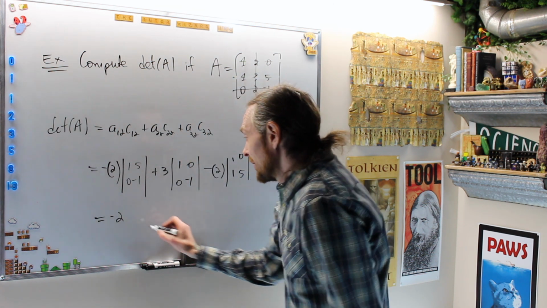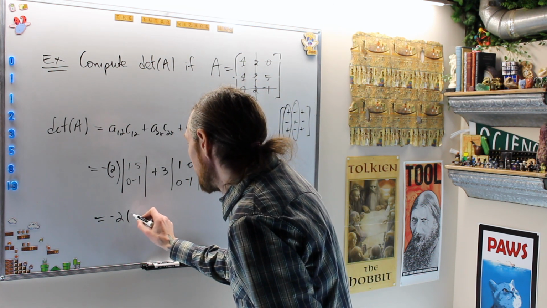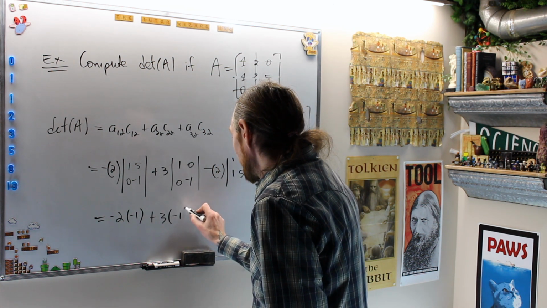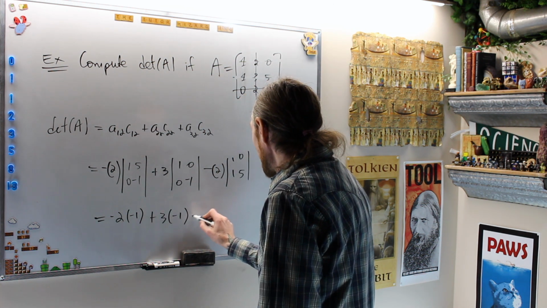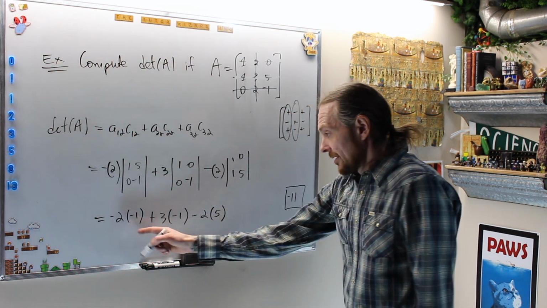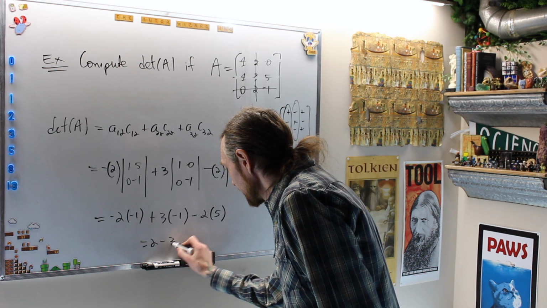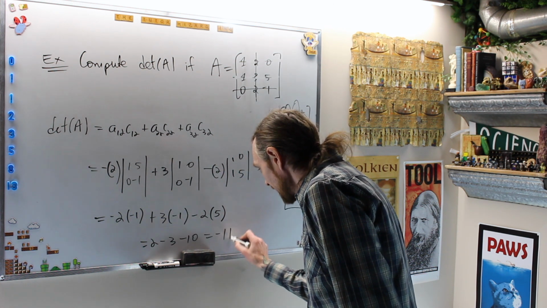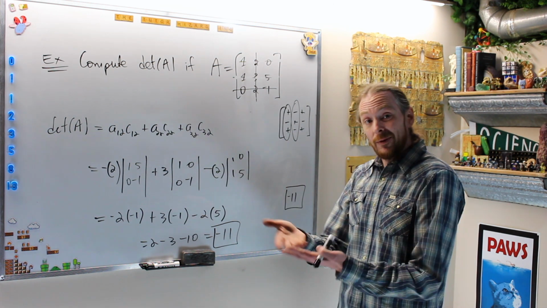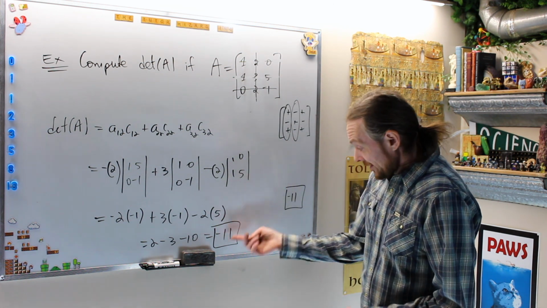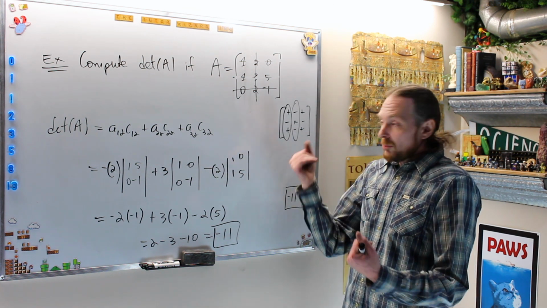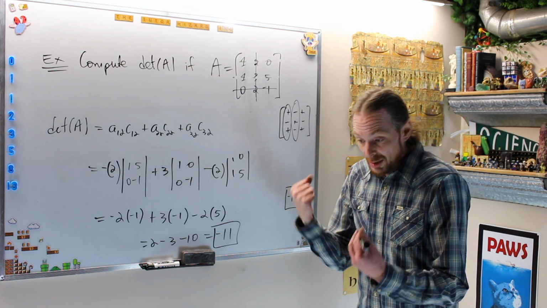Negative 2 times negative 1 plus 3 times negative 1 minus 2 times 5, which is 2 minus 3 minus 10, which is negative 11. Either way you do it, you can use any row or any column to cofactor expand about. It'll give you the same number if you do it correctly. But using zeros or rows or columns that have zeros are much more beneficial.